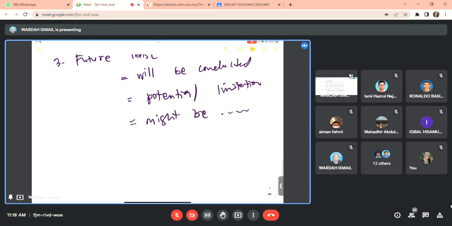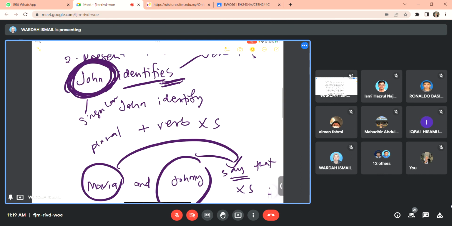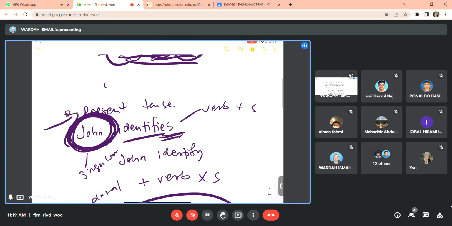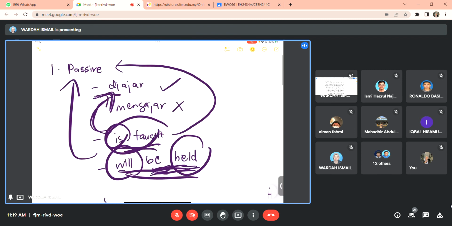So semua ni dia referring to future tense. Okay, referring to it will happen. Berkemungkinan, mungkin macam ni, mungkin macam tu. You don't know yet because you haven't conducted the research yet. So you have to use future tense, past tense. Okay, past tense. Present tense and passive voice. Okay.